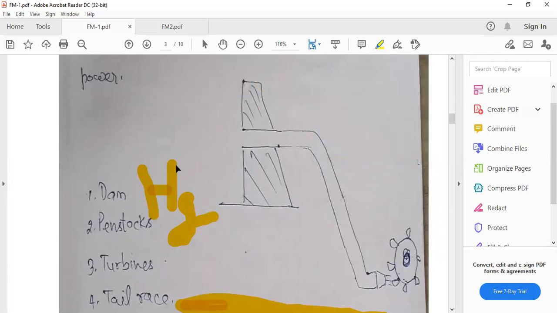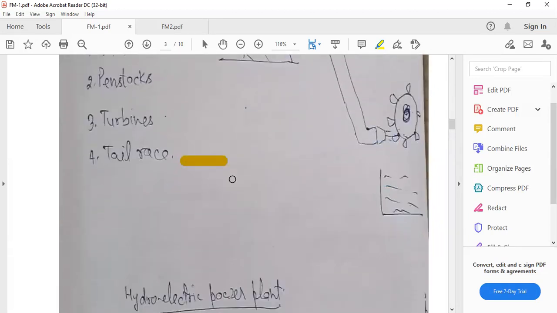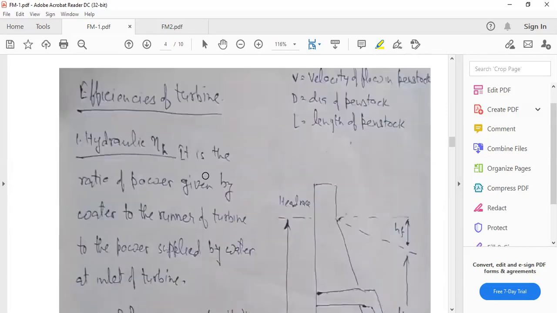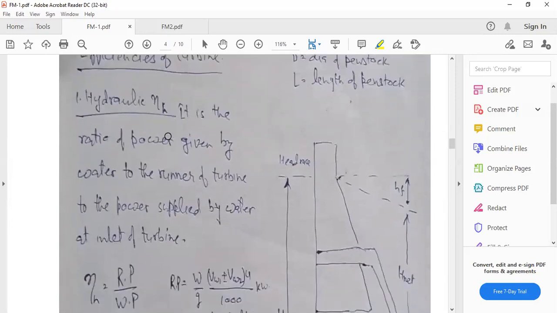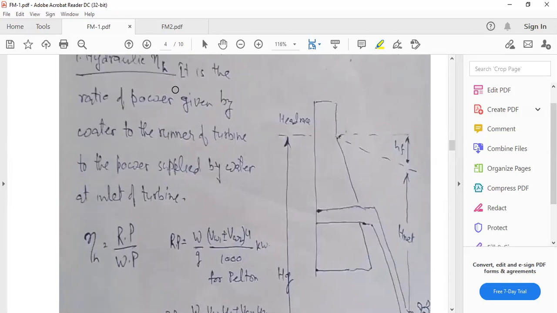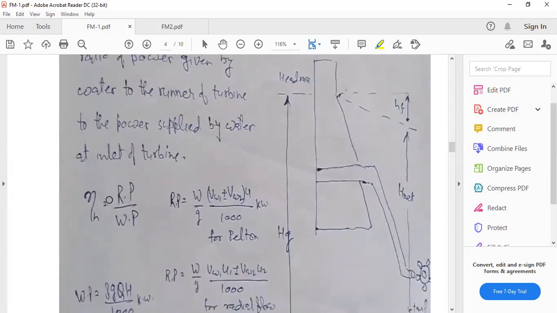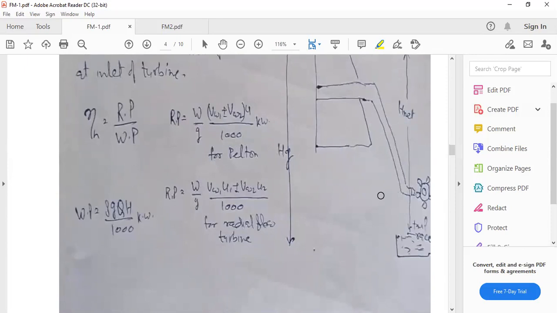Then we will discuss about the efficiencies of the turbine. Okay. So turbine has total three types of efficiencies. You can see just on it. Efficiencies of turbine. First one is hydraulic efficiency. It is a ratio of power given by water to the runner of turbine to the power supplied by water at the inlet. Efficiency is equal to output upon input. See, I can show it through a diagram.